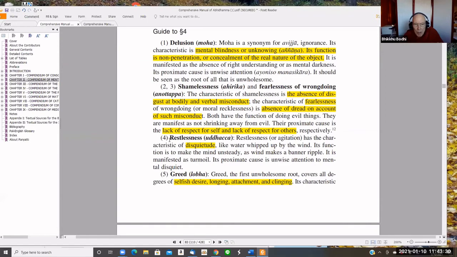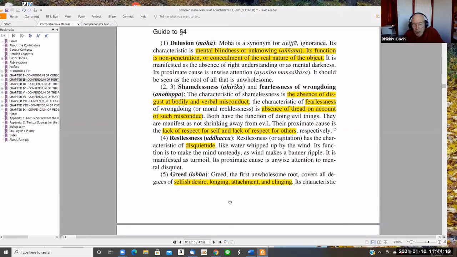So we'll just go on to the fourth universal unwholesome state. This is restlessness, which is said to have the characteristic of disquietude or some degree of agitation. And this is present in every unwholesome citta. So every unwholesome citta is covered over by delusion, which allows the unwholesomeness to take place, by a lack of shame and dread regarding wrongdoing. And there's always some degree of inner turmoil or agitation in the unwholesome cittas.